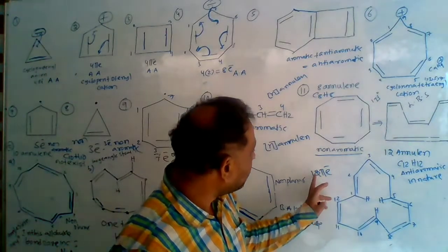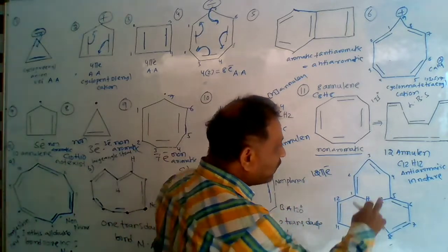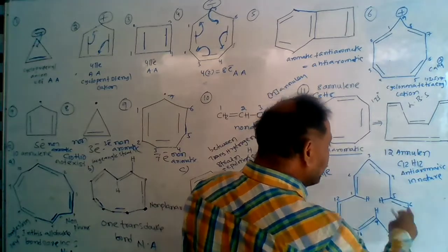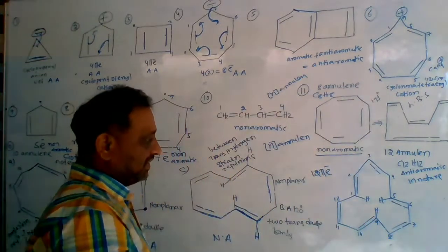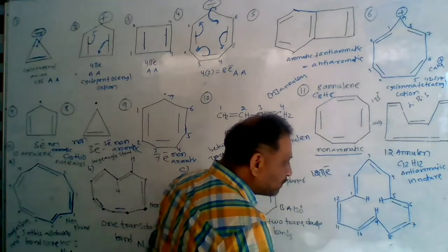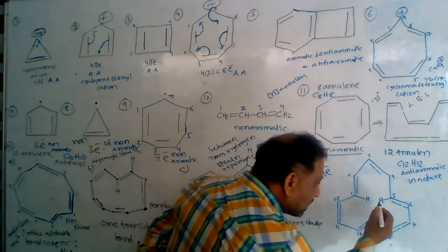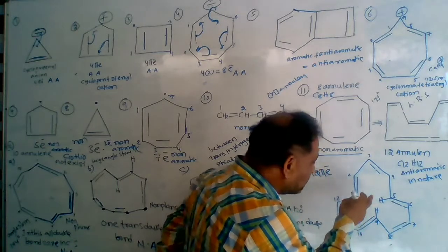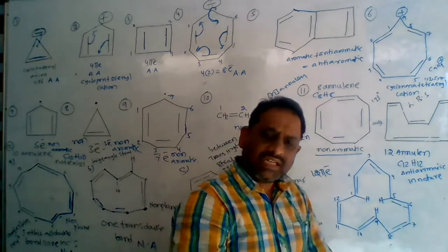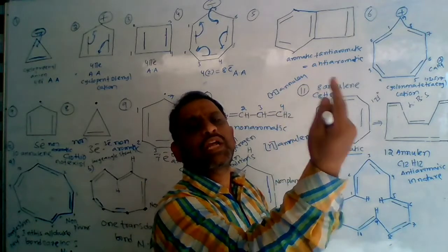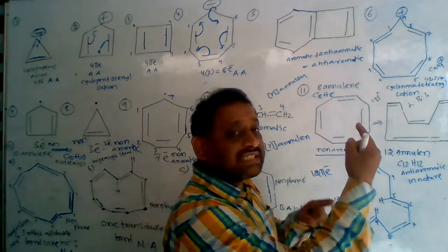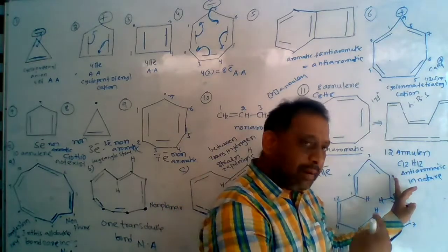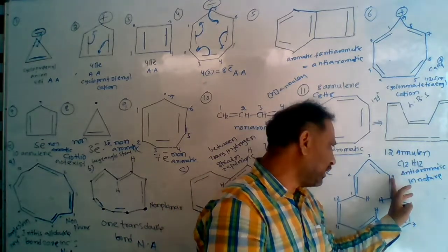And the last one is 12 annulene. 12 annulene, molecular formula C12H12, is anti-aromatic in nature. In this molecule, steric repulsions between internal hydrogen atoms are minimum. These minimum steric interactions don't prevent the planar shape of the molecule. So 12 annulene is a planar molecule.